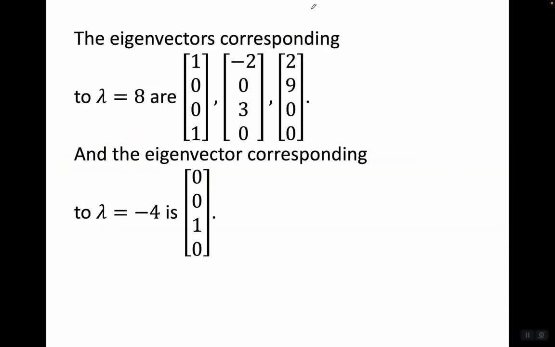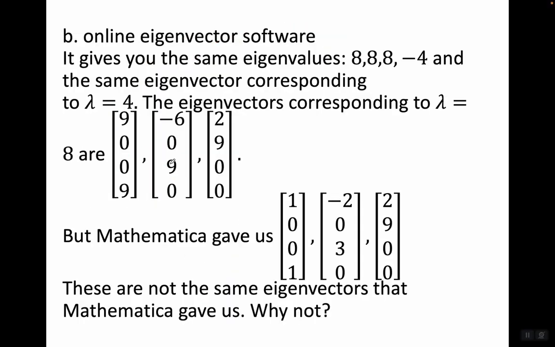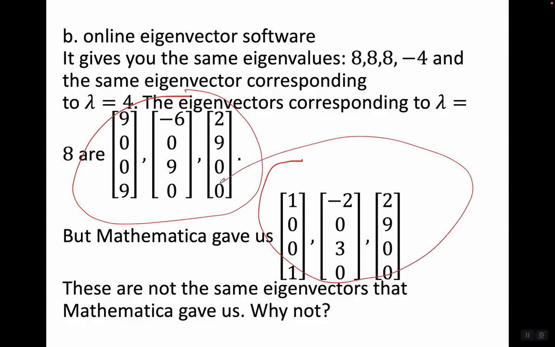So again, we get these as the eigenvectors corresponding to lambda equals 8, and this as the eigenvector corresponding to lambda equals negative 4. Online eigenvector software gives you a slightly different answer. It gives you the same eigenvalues, 8, 8, 8, negative 4, and the same eigenvector corresponding to lambda equals negative 4. But the eigenvectors corresponding to lambda equals 8 are these. Okay? Mathematica gave us these. These are not the same eigenvectors that Mathematica gave us.